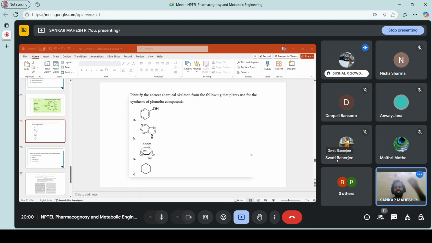Okay. Yeah, so D is cyclohexane. That's not a basic skeleton for the synthesis of phenolic compounds because phenolic compounds are usually aromatic. Yes, they are aromatic and they are unsaturated. And C, on the other hand, is glucose, and even that has no role in the synthesis of phenolic compounds. Again, it should be aromatic and unsaturated.